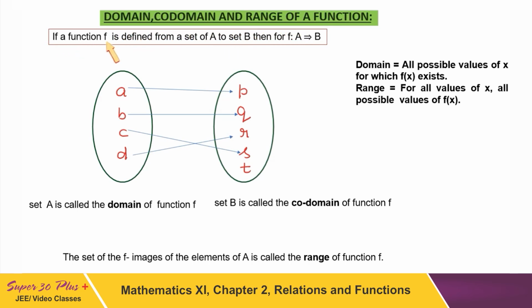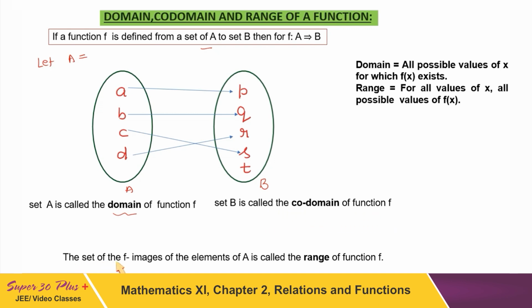If a function f is defined from set A to set B, so f: A to B, let set A contain elements a, b, c, d, and set B contain elements p, q, r, s, t. Then what is the domain? The set A is called the domain of the function. All elements of set A are the elements of the domain and all elements of set B are the codomain of the function.